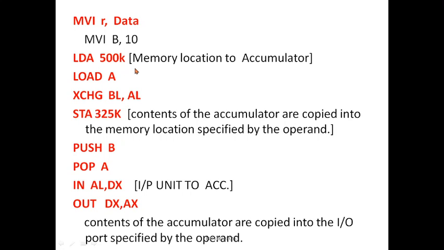The meaning is load directly to the accumulator. For example, I am giving the instruction LDA 500K. What does that mean? That means memory location to accumulator. Transfer the data from the memory location to the accumulator, you can say simply. Whatever is at 500K, that information will move to the accumulator. Also, load A means directly load whatever the information is to the A register.